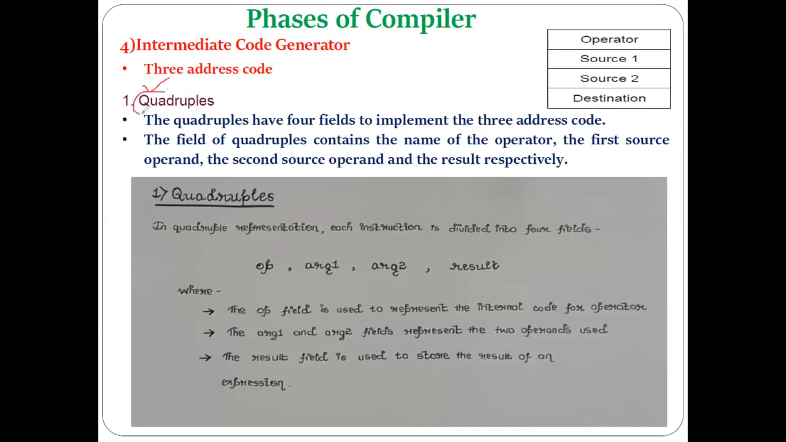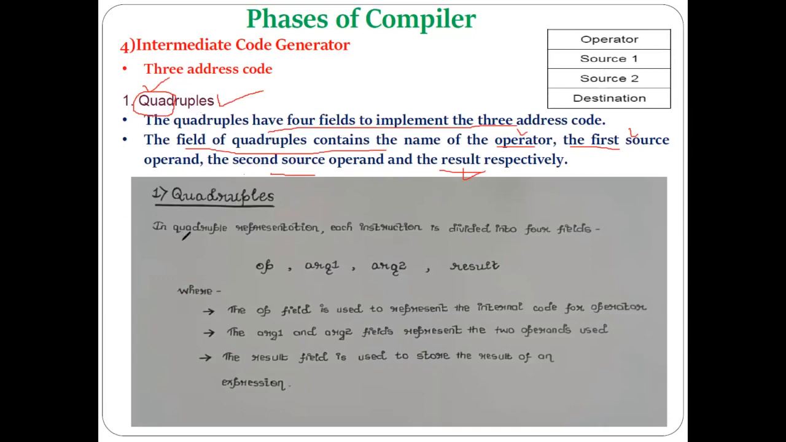Now quad in the sense 4 fields. Okay. So the quadruple has 4 fields to implement the 3 address code. Now, what are the different fields? The different fields of a quadruple contain the name of the operator, first operand, second operand, and the result. So operator is one field, first operand is the second field, then second operand is the third field, and result is the fourth field. So there are four fields in the representation of three address code. That is the reason this representation is called a quadruple. Four fields are there. That is the reason it is referred to as a quadruple.